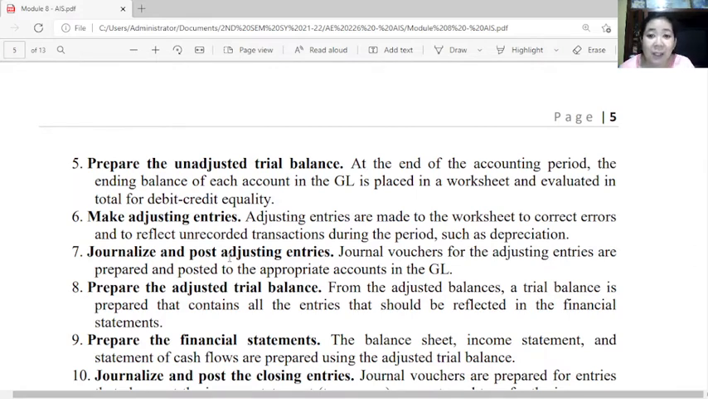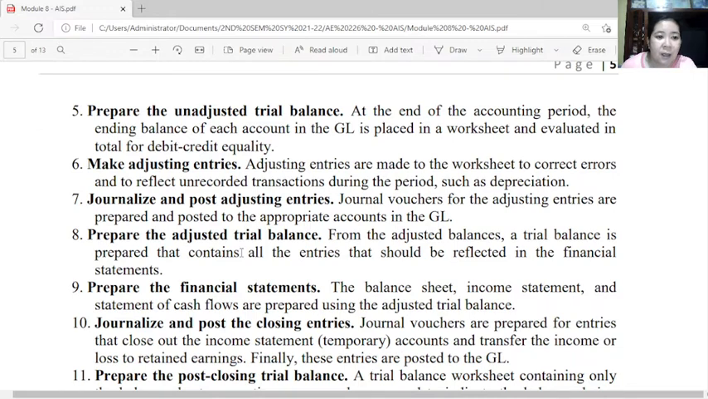At the end of the accounting period, the ending balance of each account in our general ledger will be placed in the worksheet and evaluated for total debit and credit equality. You're already familiar with this. After that, we will make adjusting entries. We will also reflect this in a worksheet to correct errors or to reflect unrecorded transactions during the period, such as depreciation, or to recognize accruals and deferrals.